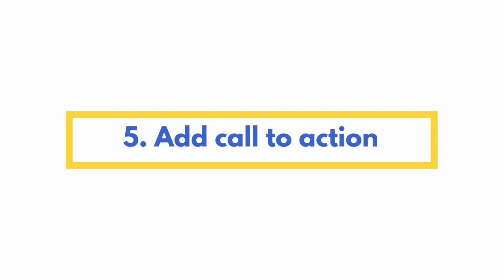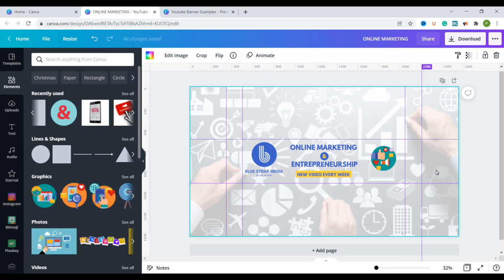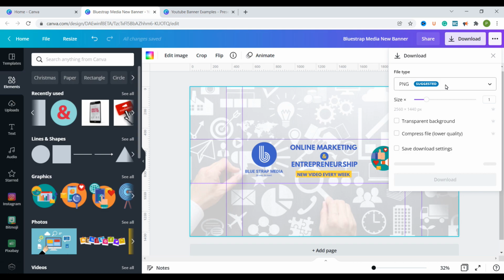So another thing you can do, if you want to add in a call to action, you can add it in this area so that when someone views it from the desktop, they can maybe download your freebies, or they can go to your course, or things like those. So I'm just going to download this one as it is now as PNG.